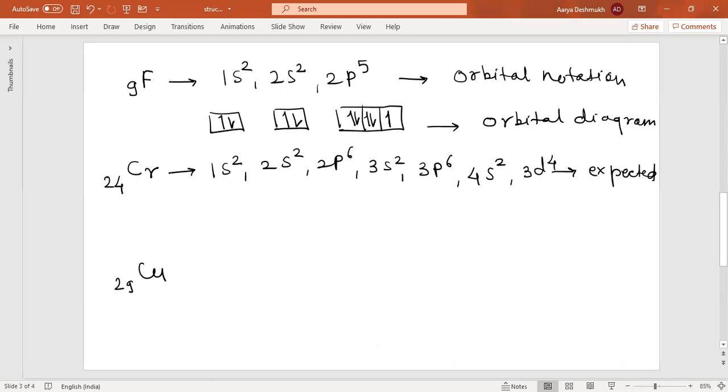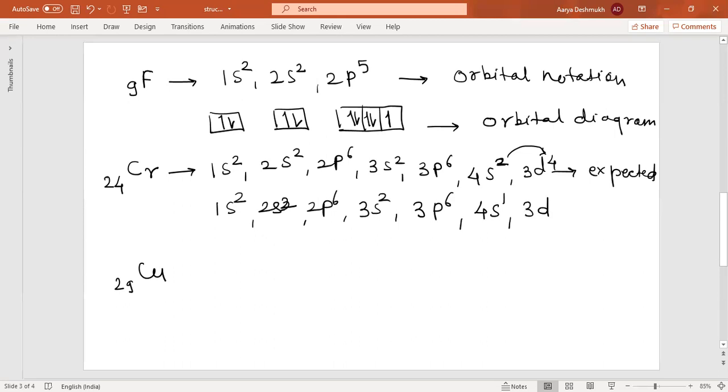But the actual configuration was found as 1s2, 2s2, 2p6, then 3s2, then 3p6, and one of the electrons from this 4s2 orbital jumps from here to here, and it will be left with one electron only, that is 4s1, and then this will be 3d5. So this is the observed electronic configuration for chromium.